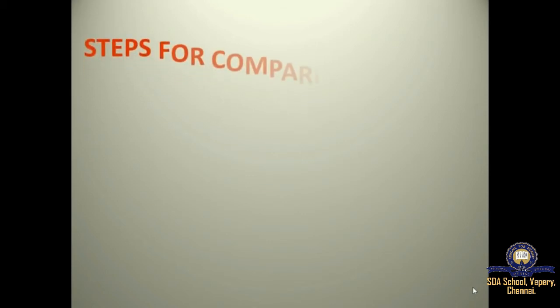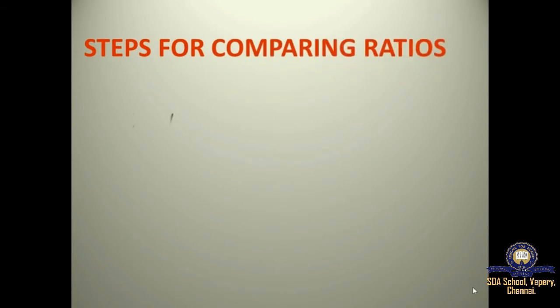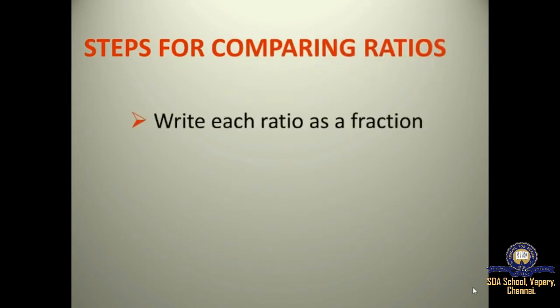Now we'll move to the steps for comparing ratios. So the first step is you are going to write each ratio as a fraction. Okay, we have already seen this in the previous video too. Okay, and the second step is you will be comparing the ratios. So these are the two steps for comparing ratios. What are the two steps? You'll be writing each ratio as a fraction, and the second one is you'll be comparing the ratios.